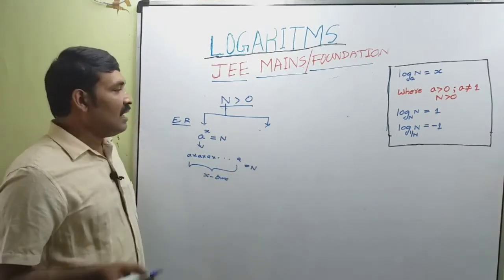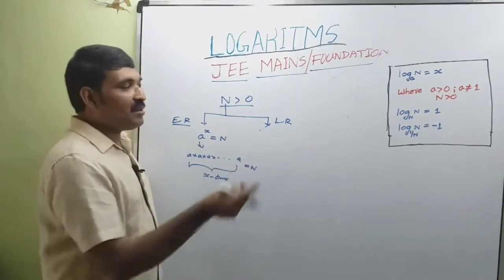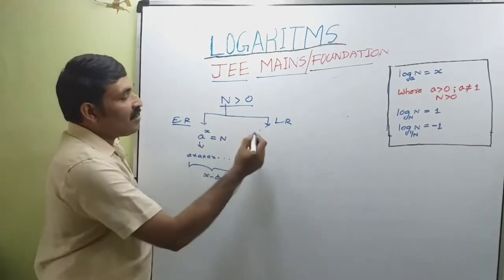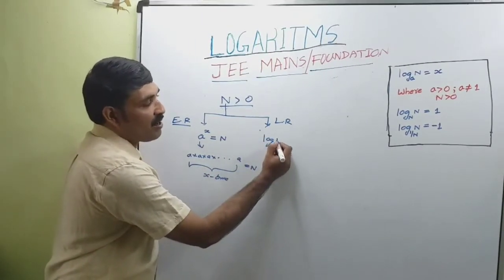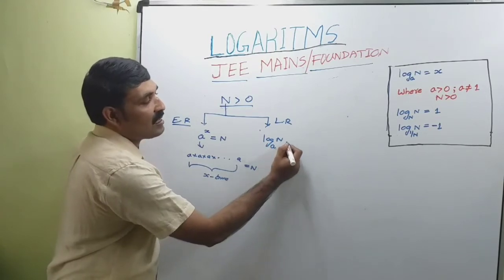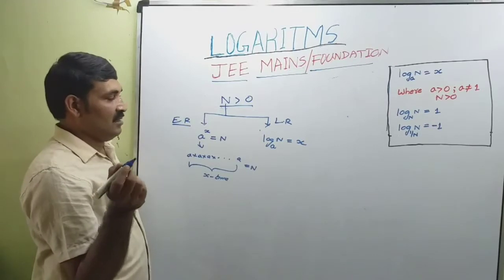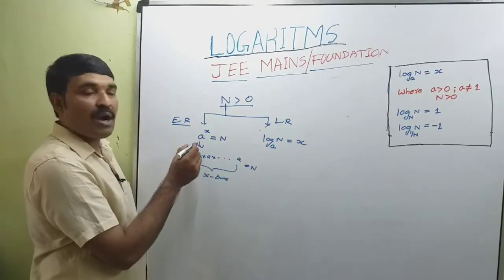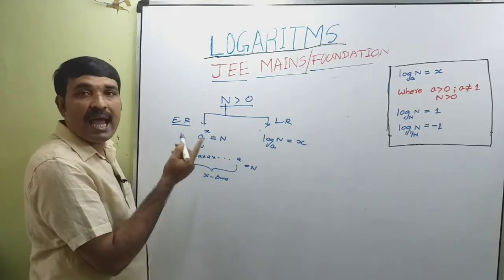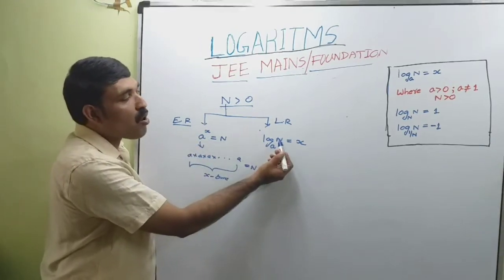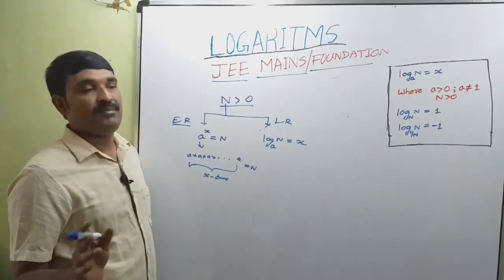In logarithmic representation, we can represent as log of n to the base a is equal to x. This is also called antilog of x to the base a, and this is called as log of n to the base a, that is equal to the exponent.